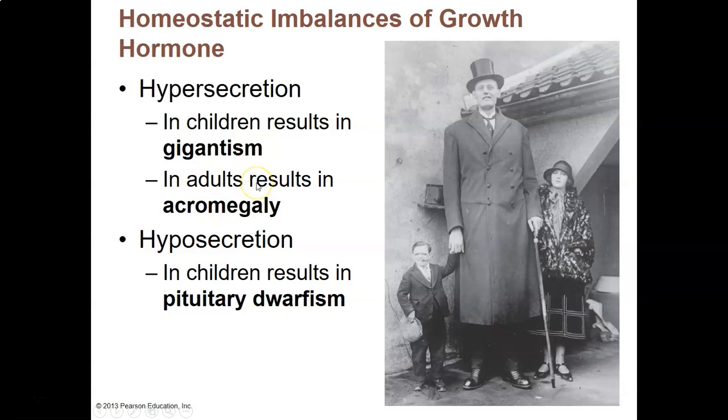If you continue to have oversecretion, or if you have oversecretion exclusively in adulthood, you'll have a condition called acromegaly. We'll look at that in a second. Hyposecretion during development, during childhood, results in pituitary dwarfism. And here's a fellow who has pituitary dwarfism.